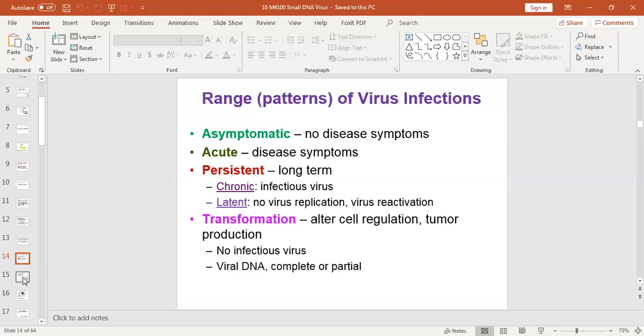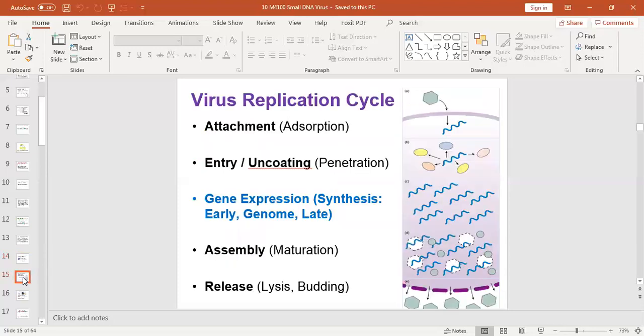Moving on to slide number 15, we have talked about the virus replication cycle. These steps include attachment and absorption of virus. Virus through specific receptors will bind to host cell, get into the host cell, gains entry or penetration, and uncoating, which is separation, either partial or complete, of capsid from viral genome or nucleic acid.